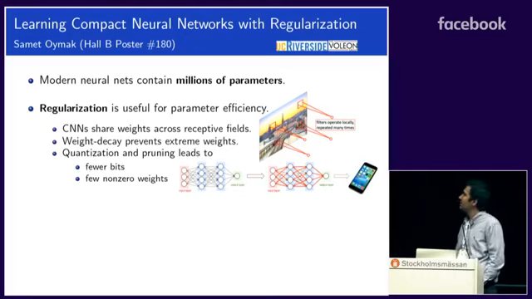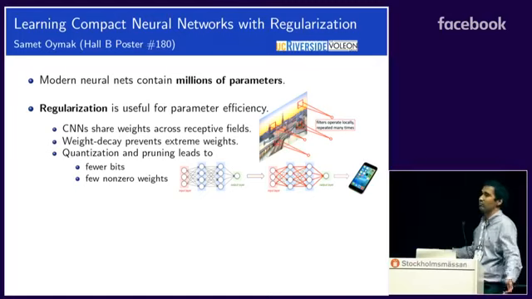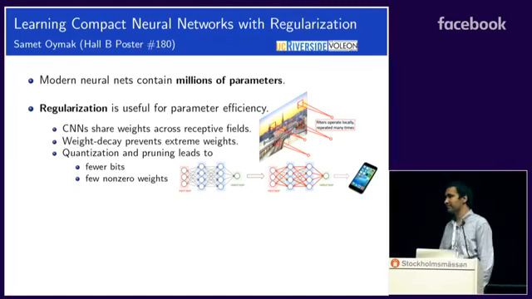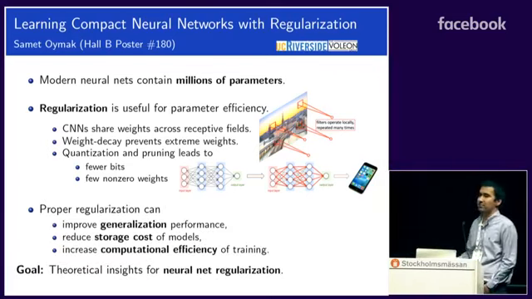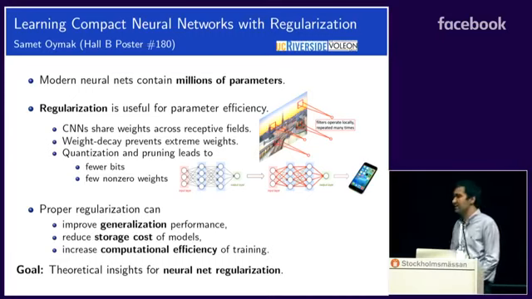And quantization and pruning heuristics lead to compact models with either a few bits or few non-zeros, which is good for, let's say, mobile computing purposes. Overall, the point of this talk is that proper regularization can improve generalization performance, storage cost, and computational efficiency. And our goal in this talk will be providing some theoretical insight for neural network regularization.